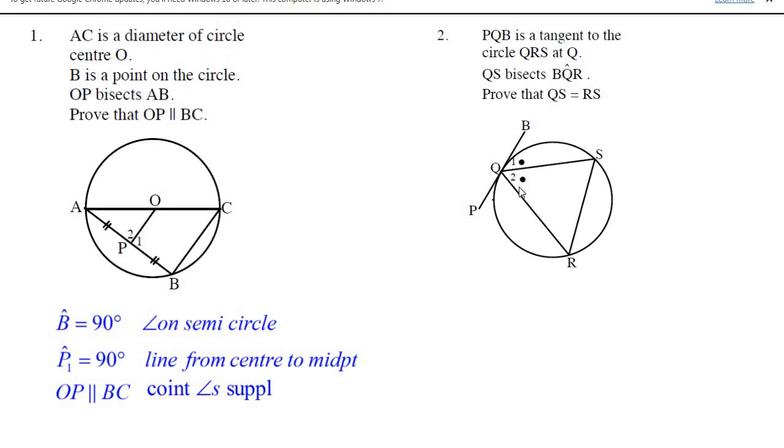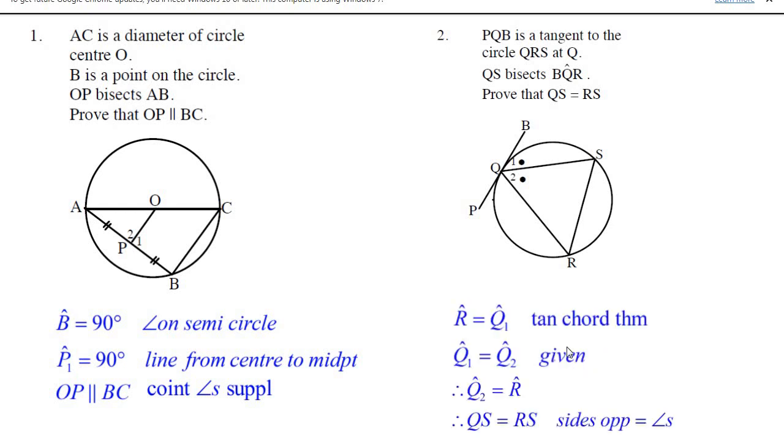Well, this is a tangent, so it's most likely going to be the tan chord theorem. So we know that R is equal to Q1, the tan chord theorem. But we know that Q1 is equal to Q2 because it was given that it was bisected. Well, if R equals Q1 and Q2 equals Q1, then therefore Q2 must equal R.